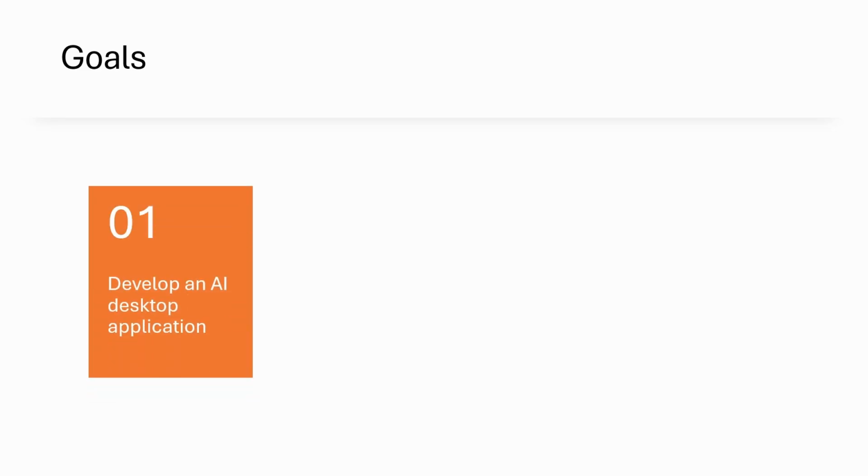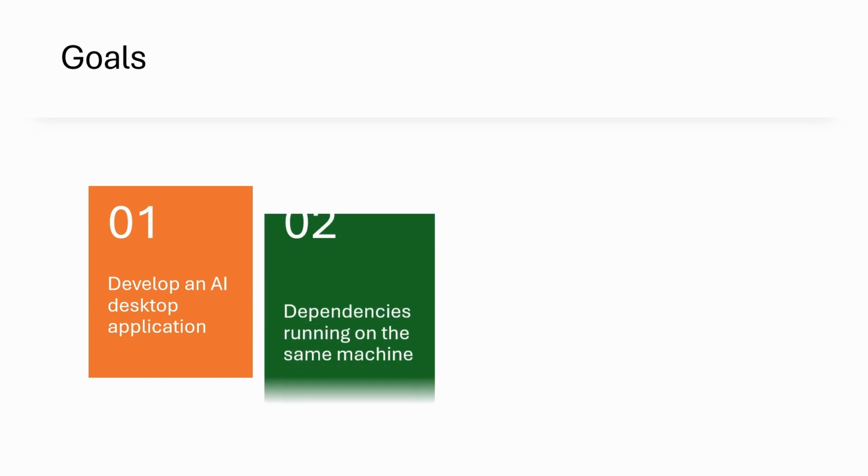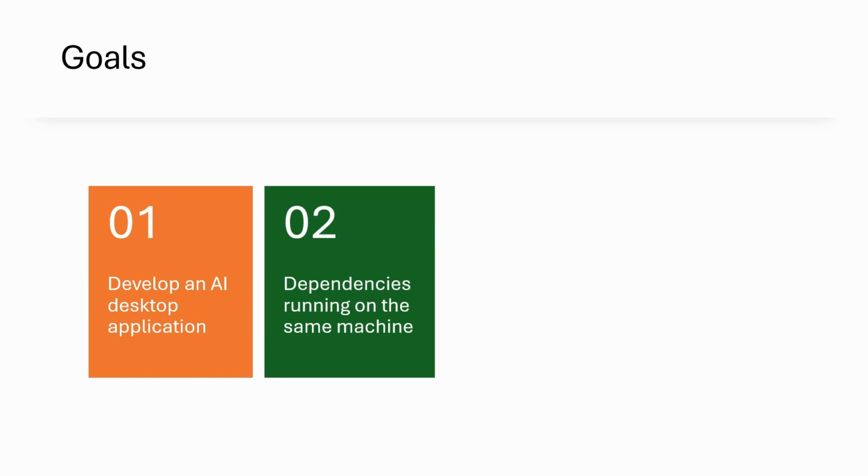Before we dive into the code, let's talk about what we're building and why it matters. Here are the 4 key goals of our AI desktop application. 1. Develop an AI desktop application. We're building a local AI-powered desktop app to provide an accessible, user-friendly platform tailored to specific needs. Unlike web-based solutions, a desktop app offers better security, improved performance, and offline capabilities, perfect for users who want a seamless, private experience.